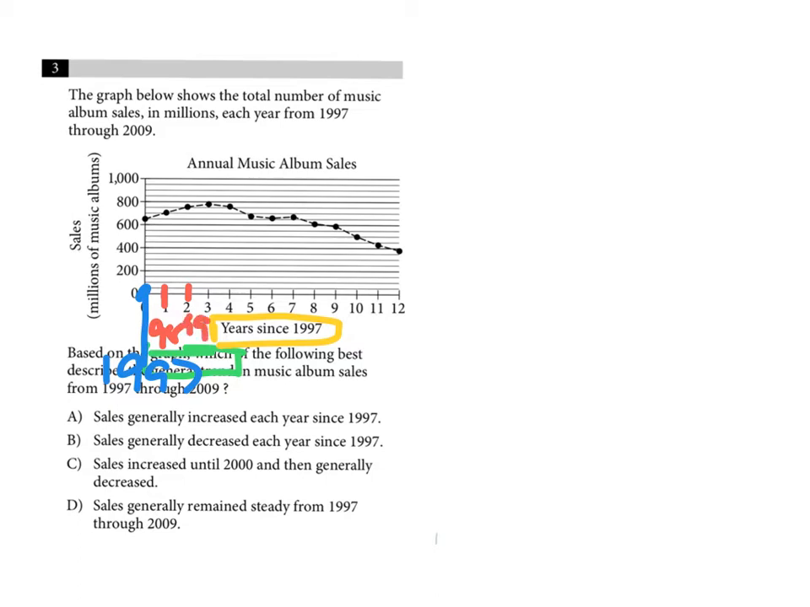So what's the general trend? Well, it looks like it kind of increases a little bit and then starts to slowly decrease. So letter A, sales generally increased each year? No, it increased in the beginning. Sales generally decreased each year? No, it looks like in the beginning there was a slight increase.